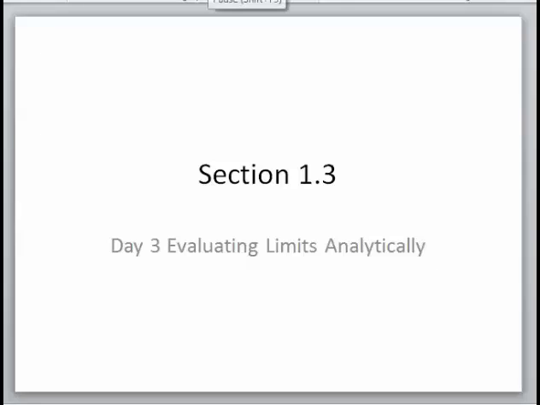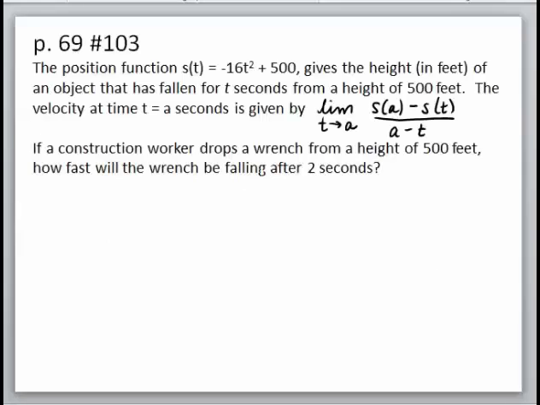Of evaluating limits analytically, we're going to look at a couple different types of problems. The first problem is asking me how fast a wrench will be falling after 2 seconds. The idea they've given me here is that I have a position function of negative 16t squared plus 500 that gives the height of the object that's fallen for t seconds, and the height is 500 feet. The velocity at time equals a is given by this limit.